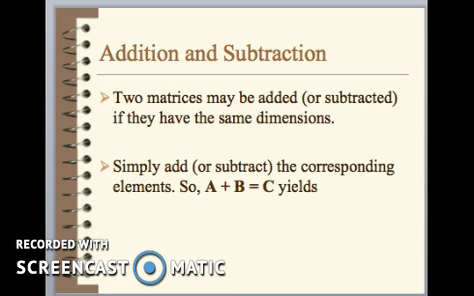Now, we can do a number of things with matrices, and the first thing that we're going to look at is the addition and subtraction of matrices. Matrices may be added or subtracted if they have the same dimensions, and to do that, all we do is simply add or subtract the corresponding elements so that A plus B equals C. And we'll give you some examples of that.